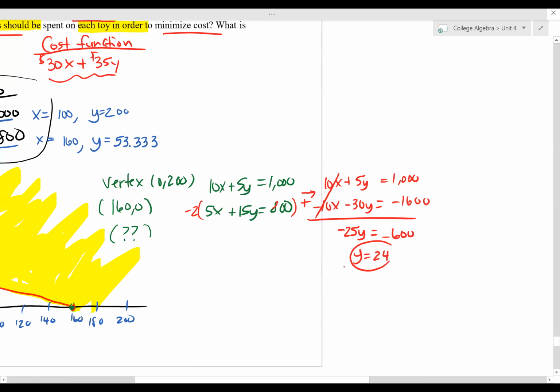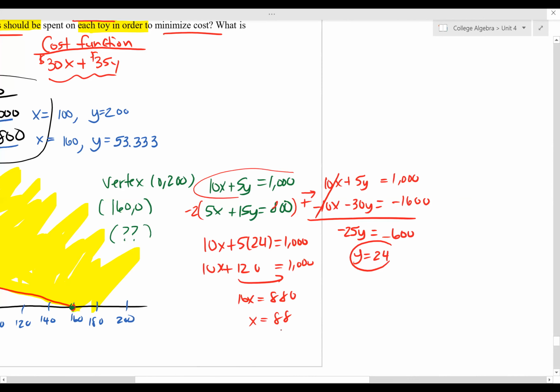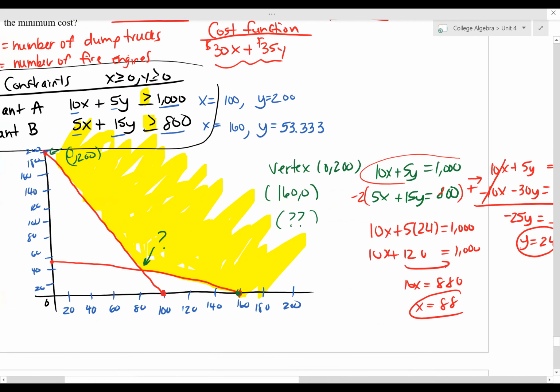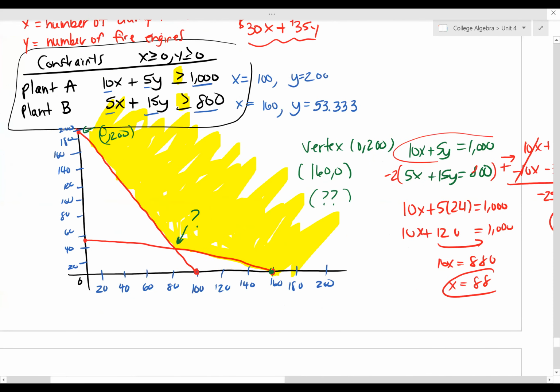And then back substitute. I'm going to use that top equation: 10 times x plus 5 times 24 equals 1,000. So 10x plus 120 equals 1,000. You subtract the 120, so 10x equals 880, and 880 divided by 10 is 88. So the point of intersection is 88, 24.